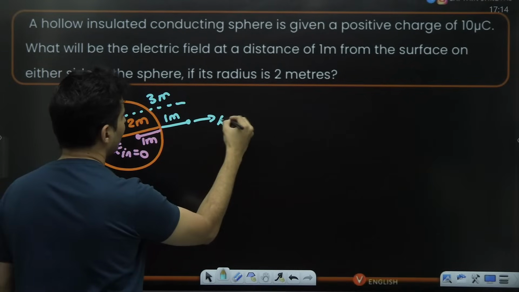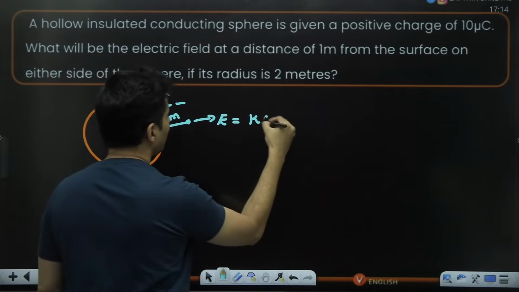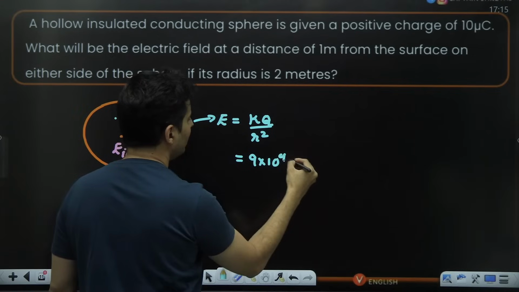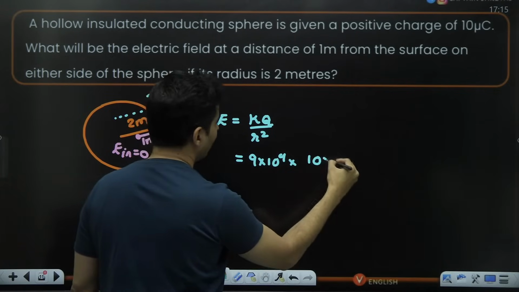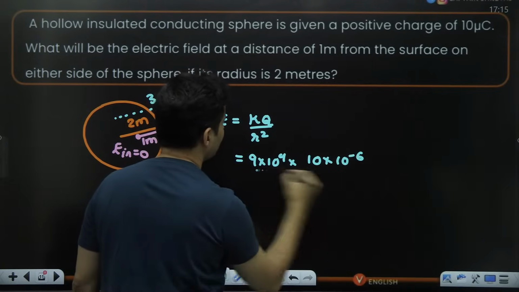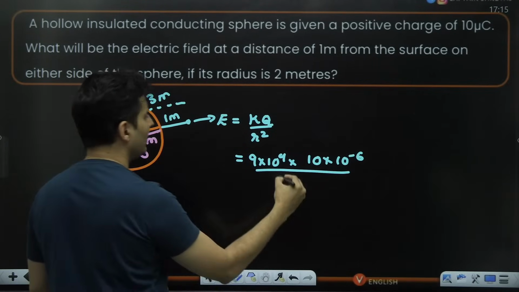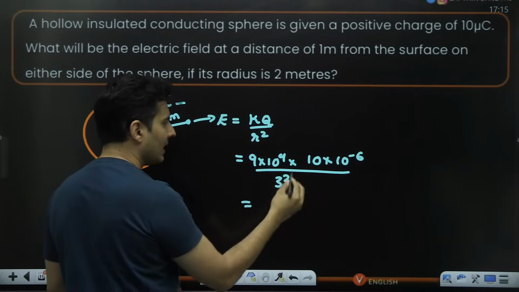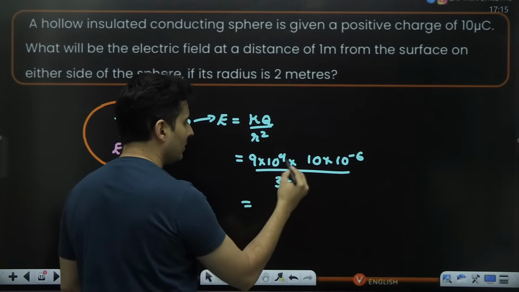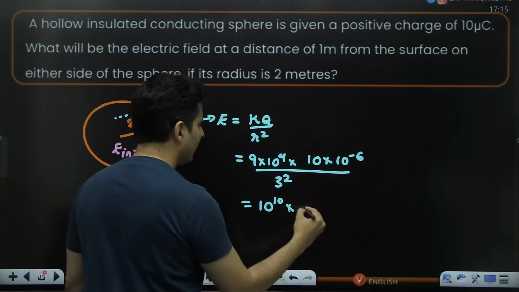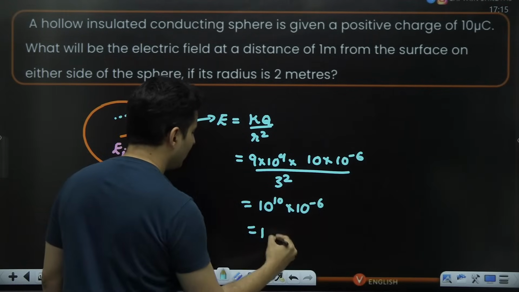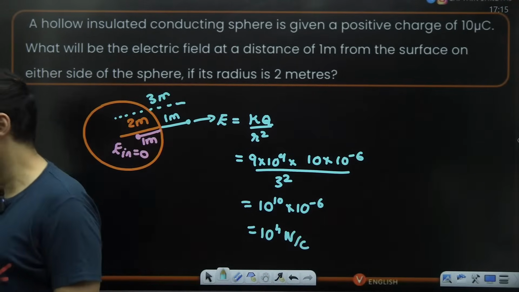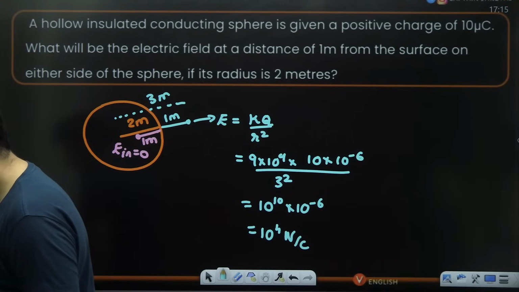So at this particular point, the electric field will be Coulomb constant k times Q divided by r². Coulomb constant is 9 into 10 to the power 9. Charge is nothing but 10 micro, so 10 to the power minus 6. Distance is nothing but 3 meters, so 3 square. Now 3 square and 9 will cancel, and this will become 10 to the power 10 into 10 to the power minus 6. So it will become 10 to the power 4 newton per coulomb. So that is the answer outside. Is that okay? All right.